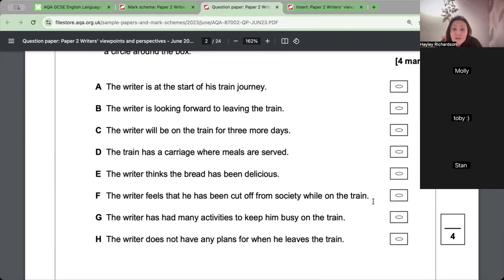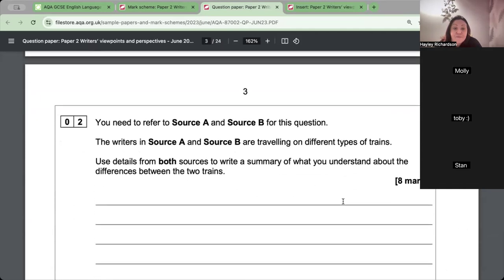No, the writer feels they've been cut off from society while on the train. He probably does, but he doesn't say that. The writer's had many activities to keep him busy on the train. No. Does not have any plans when he leaves the train. Yes. Okay, so we've got definitely that one. Possibly this one. Definitely that one. Definitely that one. And definitely that one. So yeah, I would say it's those four.